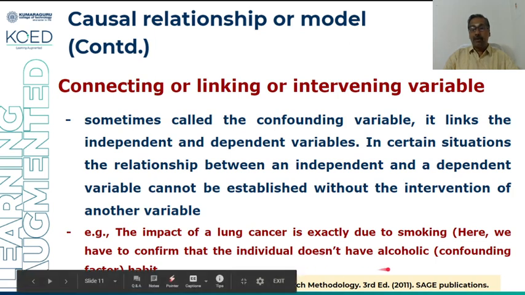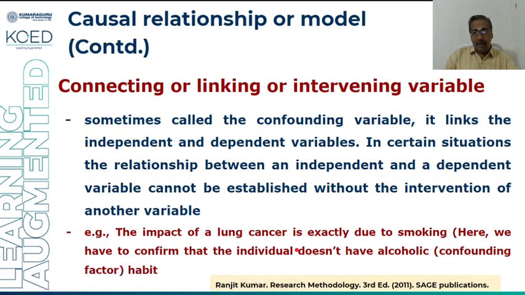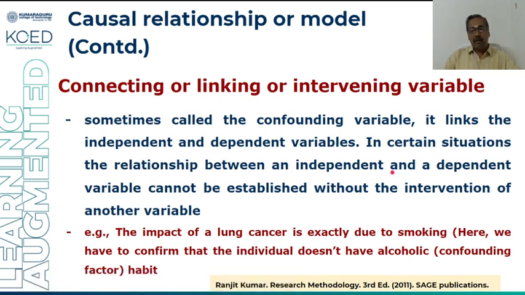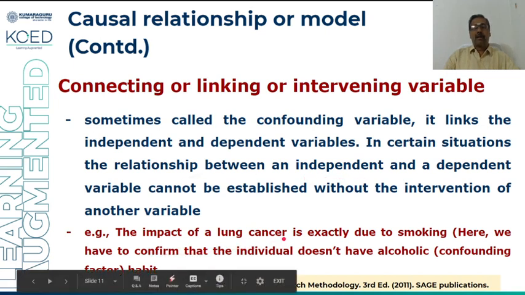I have to rule this out, or otherwise, lung cancer for that particular set of individuals would have been caused by alcoholism, but I may end up concluding that smoking could be responsible for causing lung cancer for those individuals also. So here, alcoholism is the confounding variable which we have to rule out.